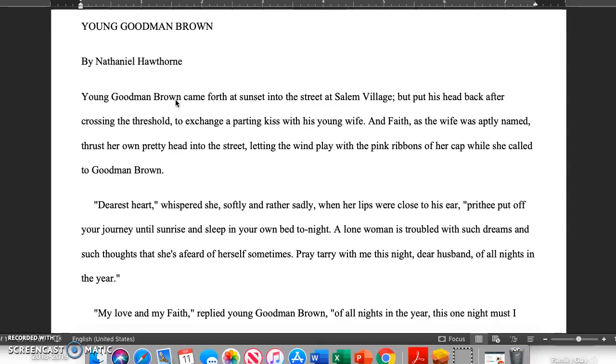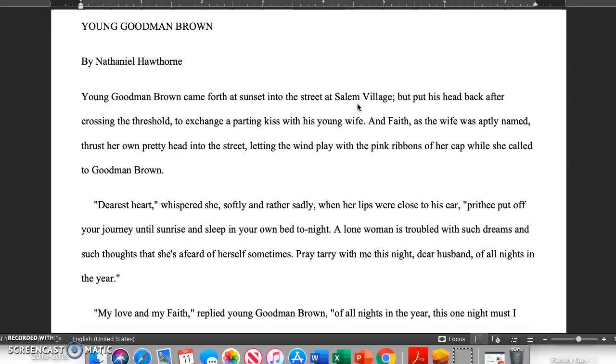He must be the main character, hence the title. Also, this diction tells me that this is probably not a modern story. This story could possibly be 100, maybe 200 years old, so it's not going to be something from this century. Also, I notice Salem village, and so that makes me activate my background knowledge on Salem.